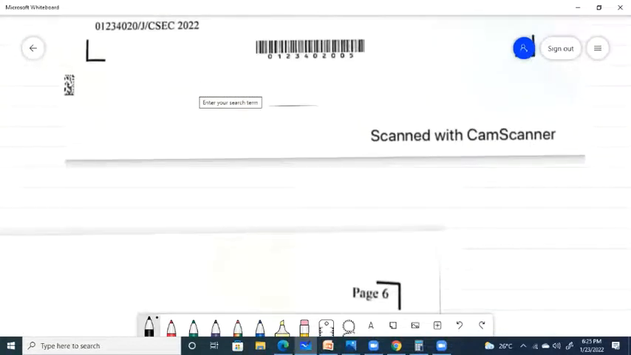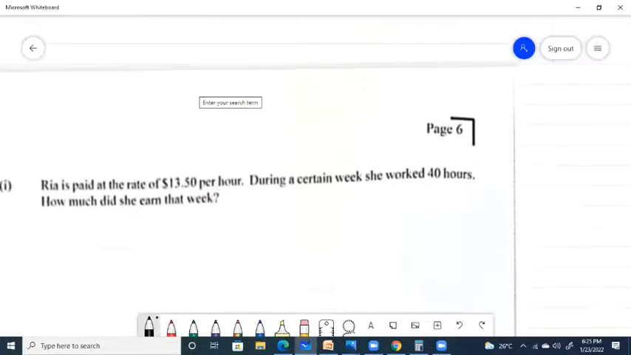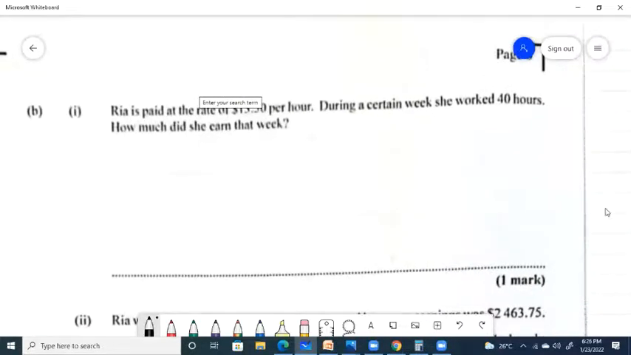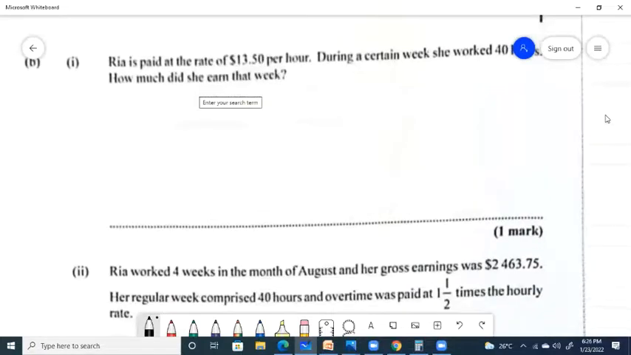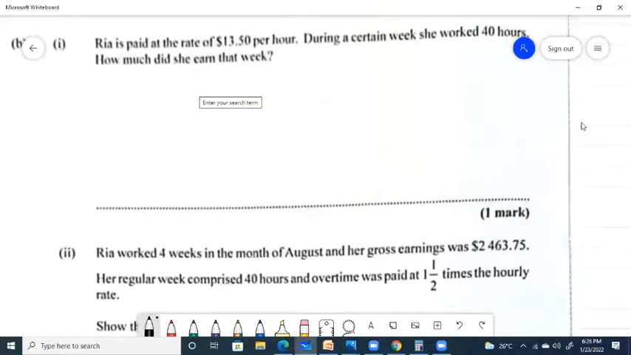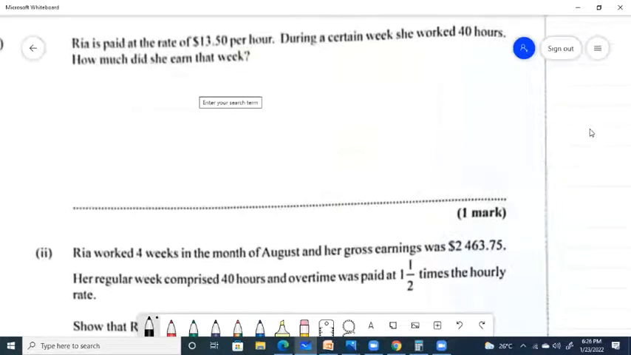Let's go to the other part of the paper. We're still on the same question 1, and we're at the B part now. So this is 1B. Right, let me bring it up a little bit more. All right, so this is what it says. So this is about REA. It says REA is paid, and I'm going to highlight some things as we go. It says REA is paid at a rate of $13.50 per hour. This is very important to whatever we're going to do. $13.50 per hour during a certain week. During a certain week, she worked 40 hours. All right. So during a certain week, she worked 40 hours.